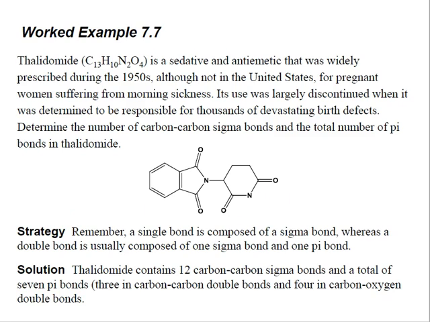So again, I just mentioned that, but strategy, remember a single bond is composed of a sigma bond, whereas a double bond is usually composed of 1 sigma and 1 pi. So our solution here, thalidomide, contains 12 carbon-carbon sigma bonds and a total of 7 pi bonds.